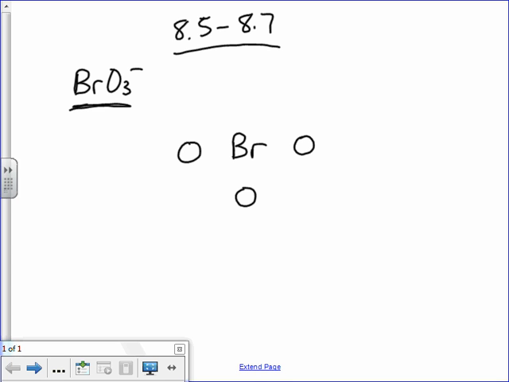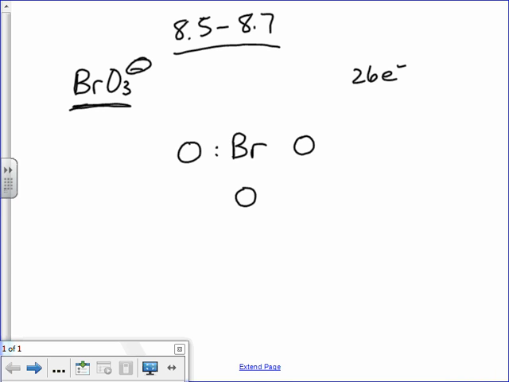Okay, so there's 24 from the, I'm sorry, what am I doing? There's 18 from the oxygens. There's 7 from the bromine. That gives us 25. Kind of an awkward number, right? But we do have a minus charge here, which means we have 1 extra. So there's 26 total electrons here. All right? 26 valence electrons, I should say, that we're working with. You only count valence electrons when you're doing this.